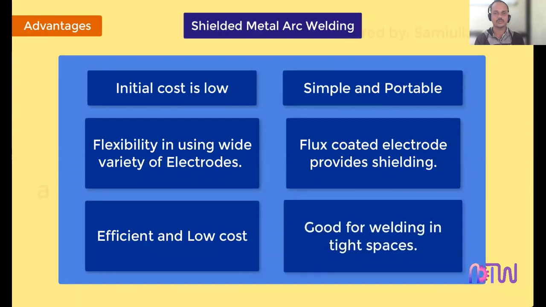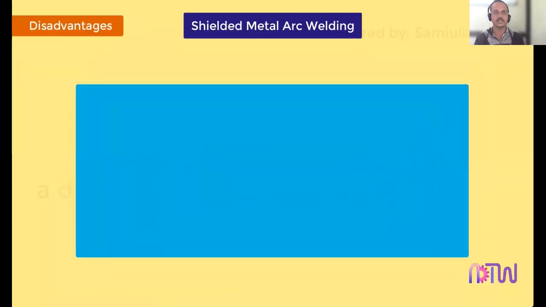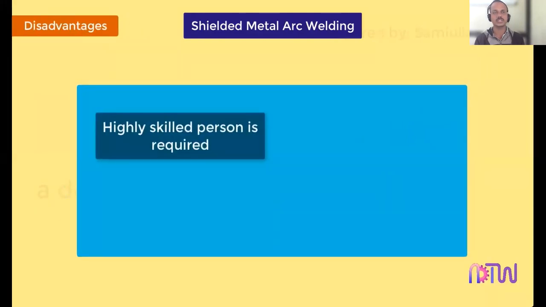It is also good for welding in tight spaces. The cost of this machine is very low, so anyone can start the fabrication. If you have to start the fabrication work, you need these machineries. A highly skilled person is required to produce a good quality product. Disadvantages.